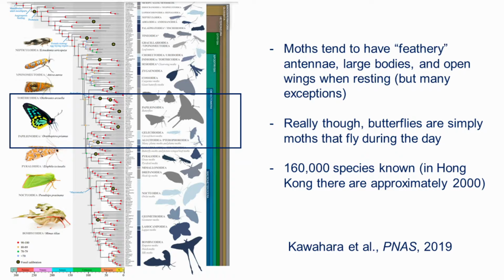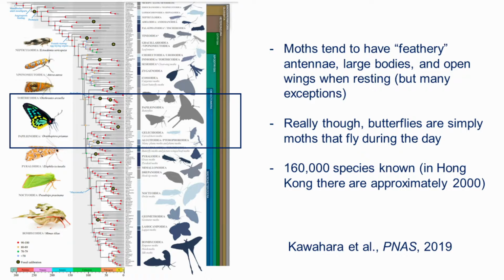Moths tend to have feathery antennae. They tend to have large bodies and open wings when resting. But there are so many exceptions that these really aren't very good rules for distinguishing butterflies and moths. Really, butterflies are just moths that fly during the day. And not even all butterflies fly during the day, which we'll discuss in a minute.